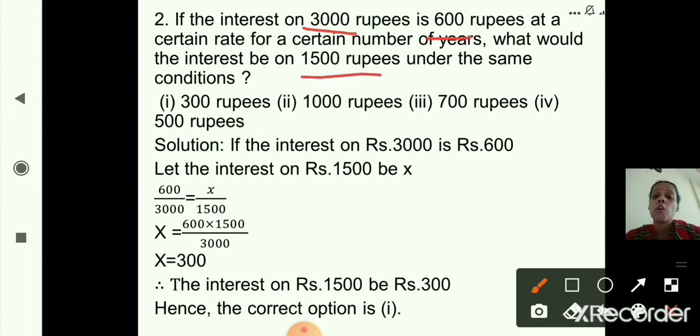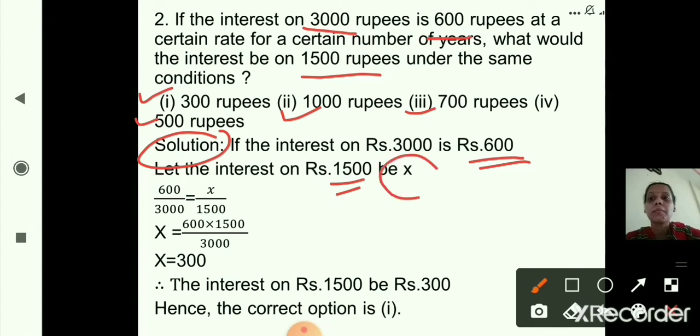Options are given. First one 300 rupees, second one 1000 rupees, third one 700 rupees and fourth one 500 rupees. Now in the solution, if the interest on rupees 3000 is 600 rupees, then we will consider, let the interest on rupees 1500 be X. If the principal is 3000 rupees, then the interest is 600, right? So if the principal is 1500, then the interest will be X.